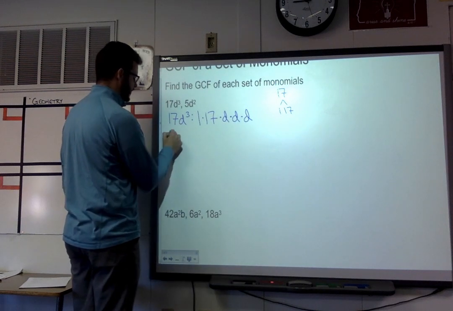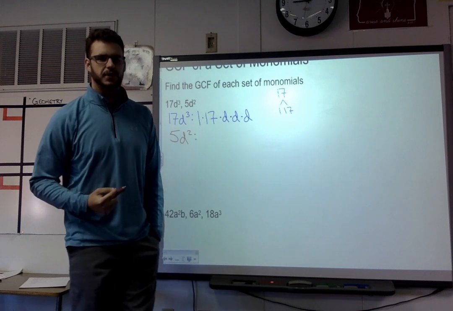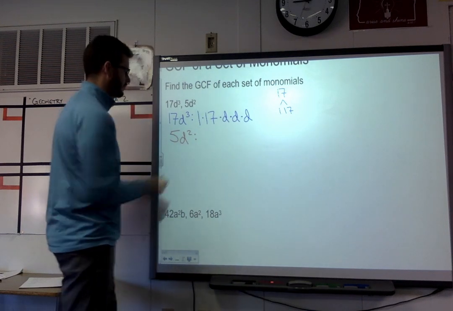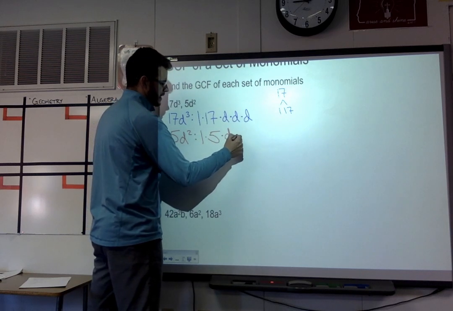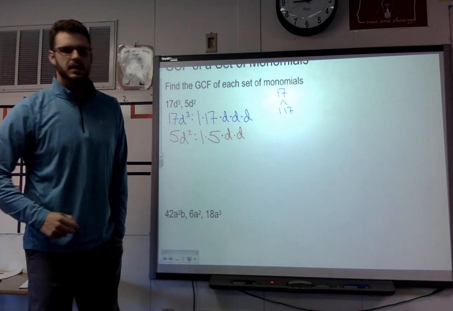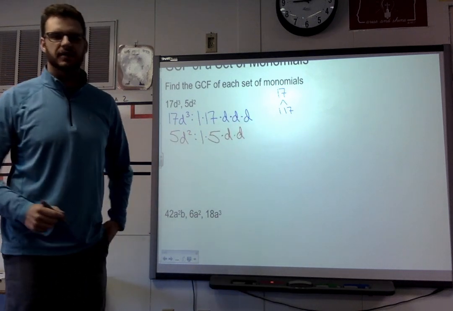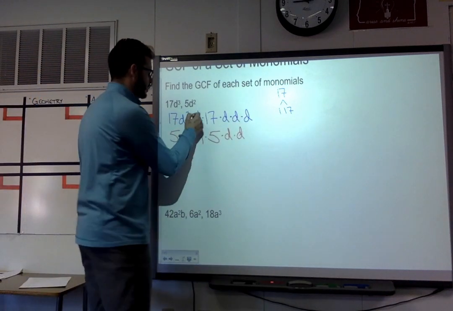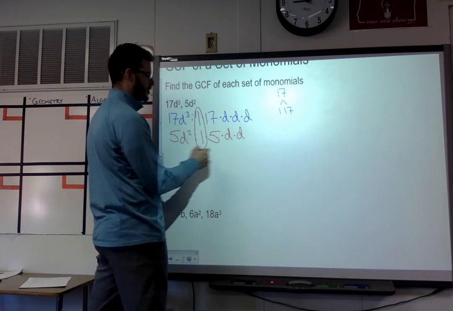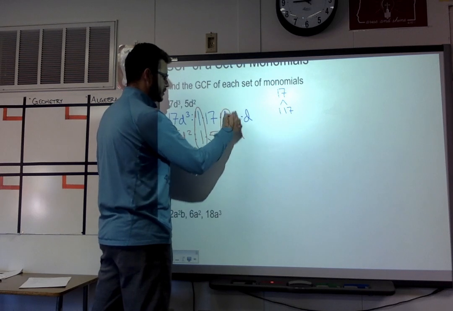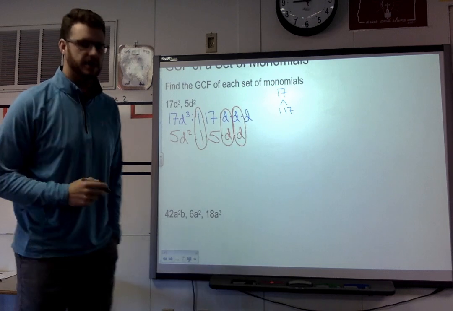Then for 5d squared, if I think about it, 5 is a prime number. Only 1 and itself go into it, so I can just go 1 times 5 times d times d. Then I want to look between my factored forms and find anything that they have in common. I'm going to circle whatever they have in common. So they both have a 1, and they both have 2 sets of d's that they share in common.